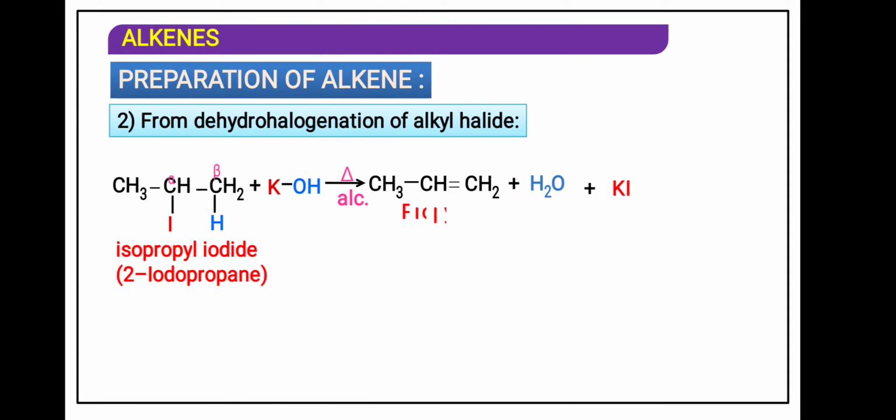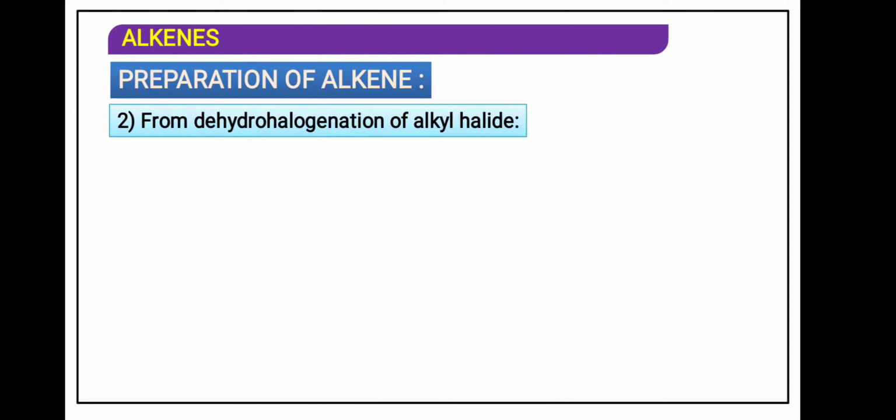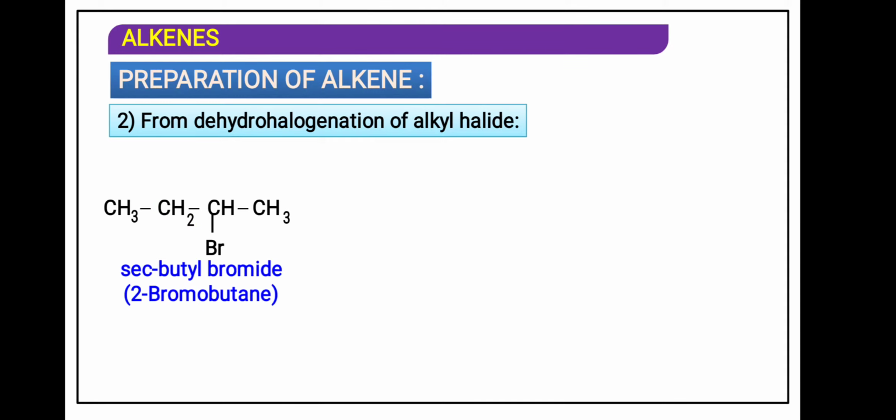Propyne, propylene or propene. Now this is unsymmetrical. Here the beta carbon has 3 hydrogens, and here the beta carbon has 2 hydrogens. So now there are 2 possibilities of formation of product.